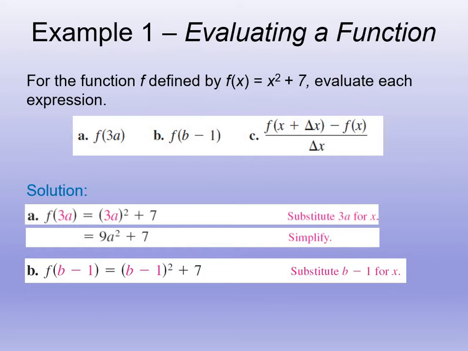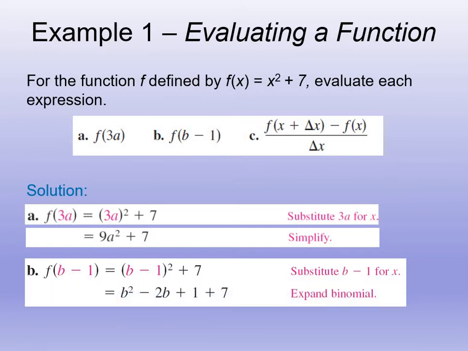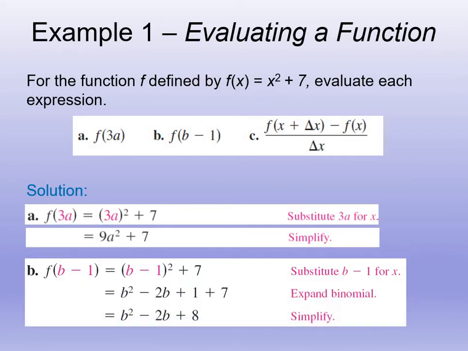Now you have to remember it doesn't become b squared and negative 1 squared. You have to FOIL that out. So that becomes an entire polynomial there. You have to take b minus 1 times b minus 1 to actually get the value there, or recognize that you have to FOIL it out. So when you do that, you're going to get b squared minus 2b plus 1. That's just FOILing out the b minus 1 piece. And then plus 7, and then we simplify it down. The final solution for that ends up being b squared minus 2b plus 8.